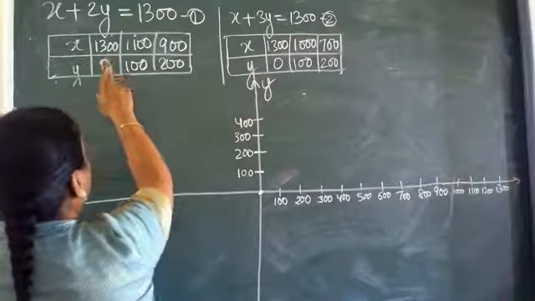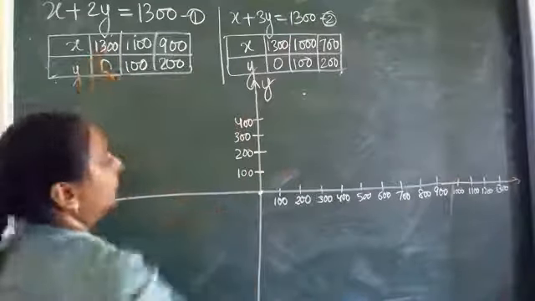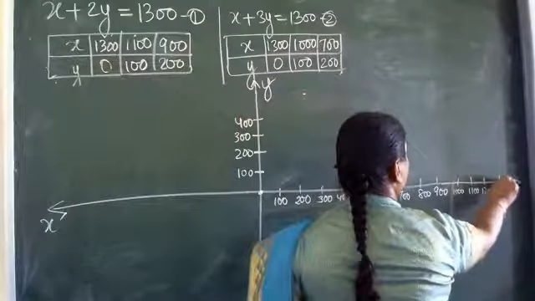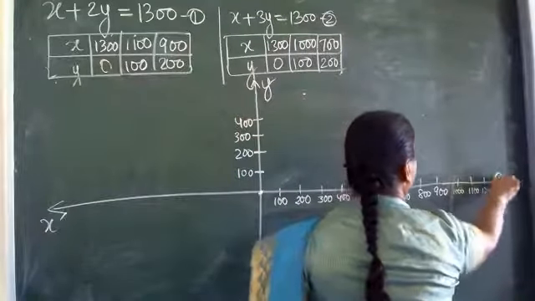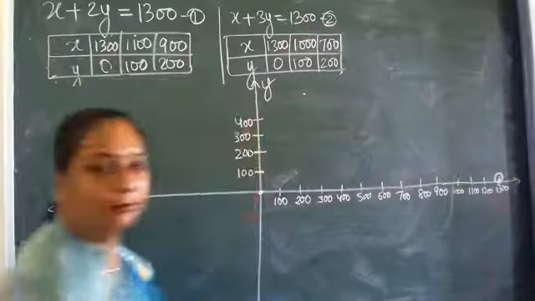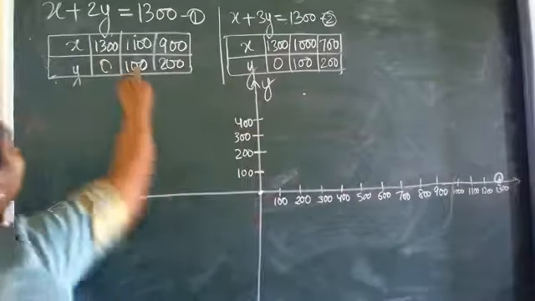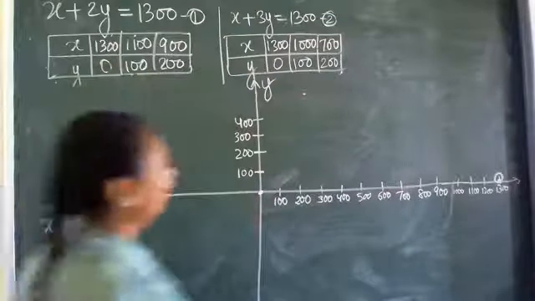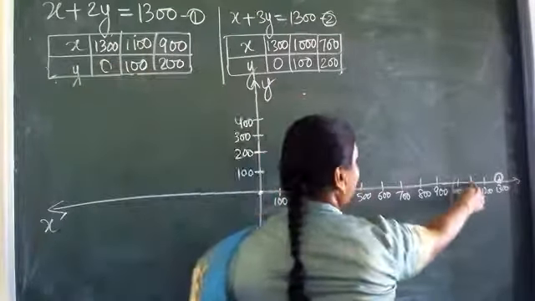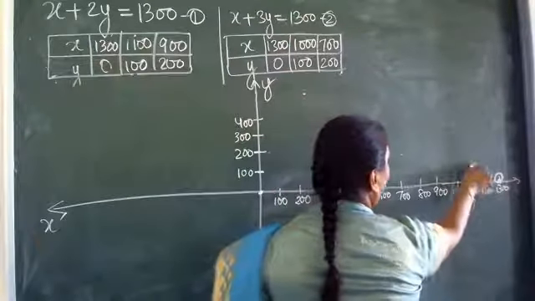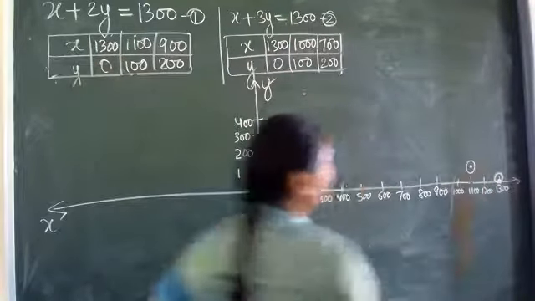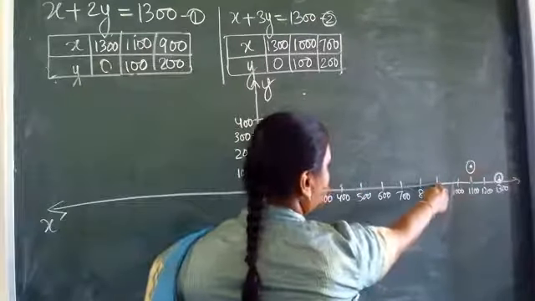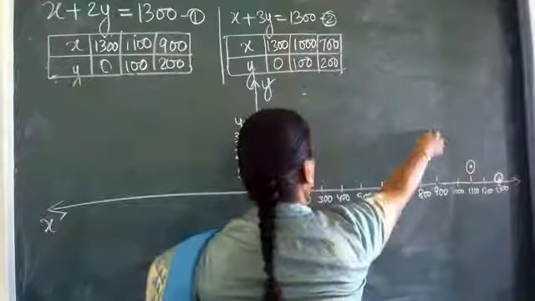Now we plot the points. For the first equation, x is 1,300, so we move on x to 1,300 and y is 0, so we put a point here. Then y is equal to 100 and x is 1,100. So first we move on x to 1,100 and then on y to 100. This is the second point. The third is 900: move on the x-axis to 900 and then 200 on the y-axis.